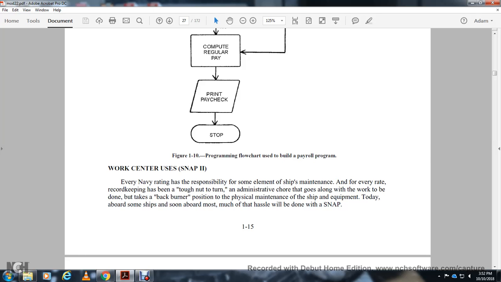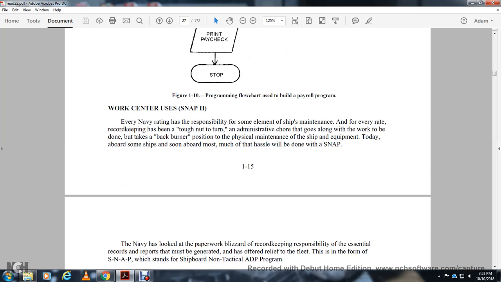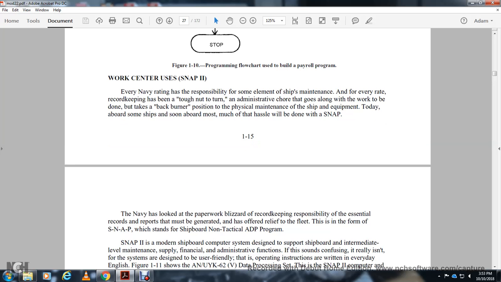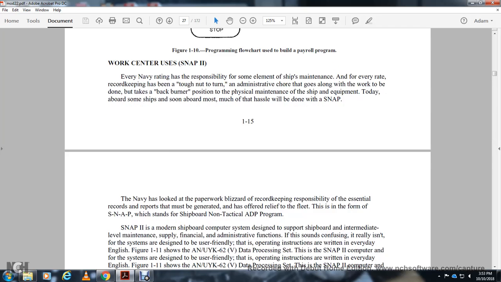The position involves the physical maintenance of the ship and the equipment aboard. Much of the hassle will be done with the SNAP. The Navy has been looking at the paper blizzard of record keeping, the responsibility, and the essential records and reports that must be kept. SNAP offers relief to the fleet: the shipboard non-technical ADP program.